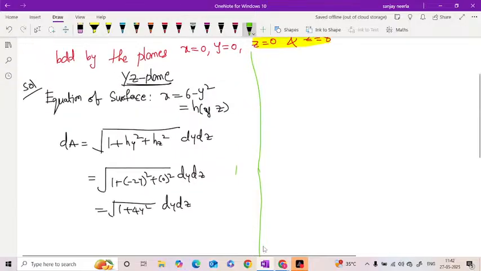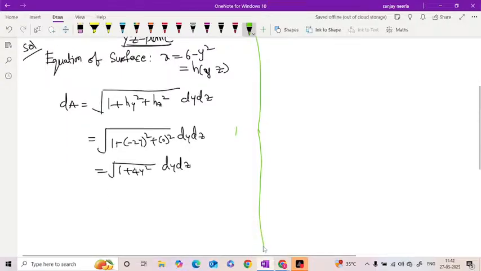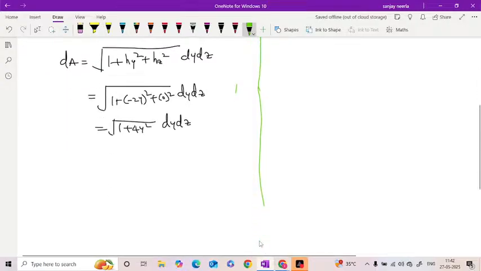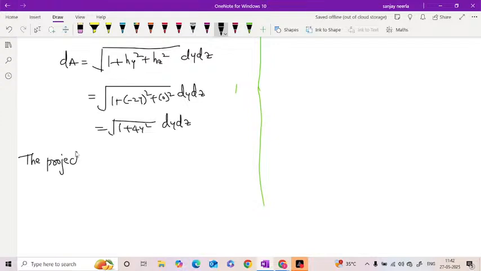Now here we are taking the yz plane. So yz plane means the projection of S on the yz plane.